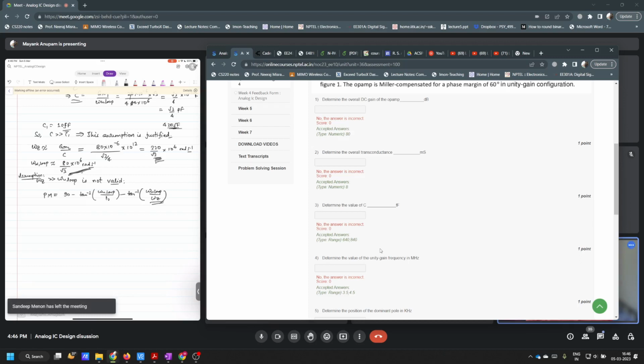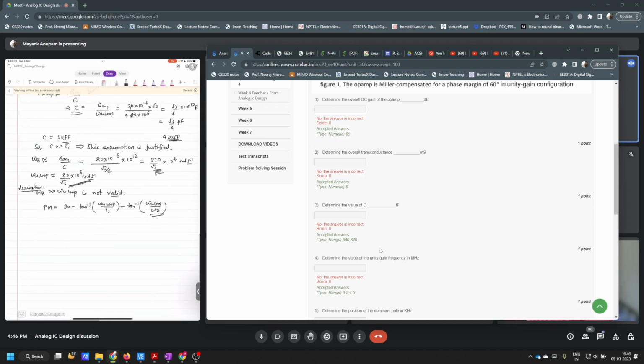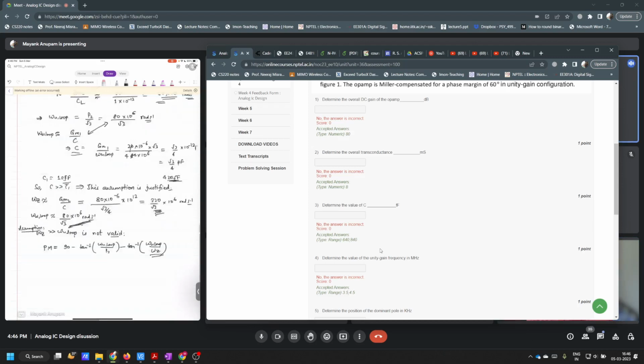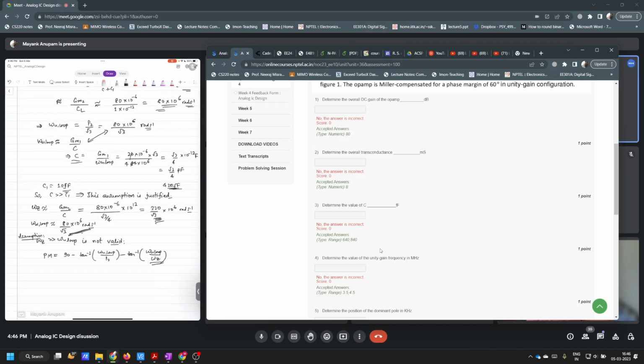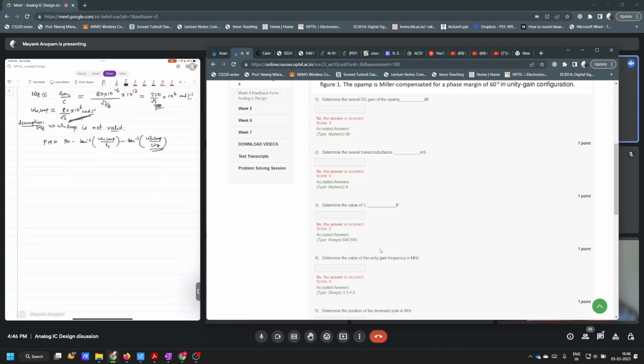Sir, omega u loop equals gm1 by C, and omega z equals gm2 by C. So it comes to be gm1 by gm2, tan inverse of 20 by 80, tan inverse of 1 by 4, that is approximately 16 degrees. Okay, so let's do that.